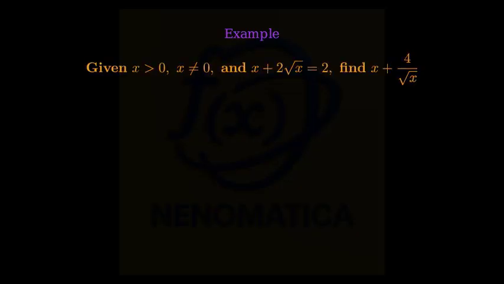Example. We will solve a nested radical problem by following a clear, step-by-step algorithm. Problem. Given x greater than 0, and the equation x plus 2 times the square root of x equals 2, find the value of x plus 4 divided by the square root of x.